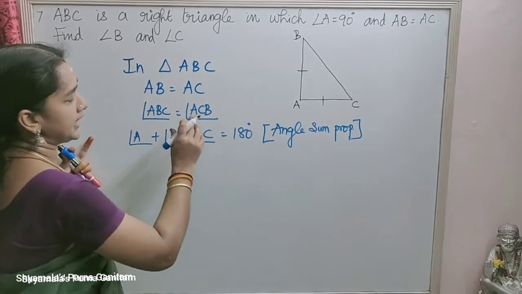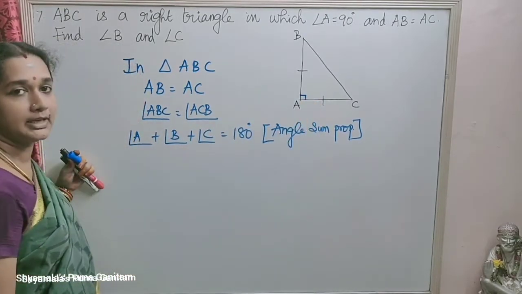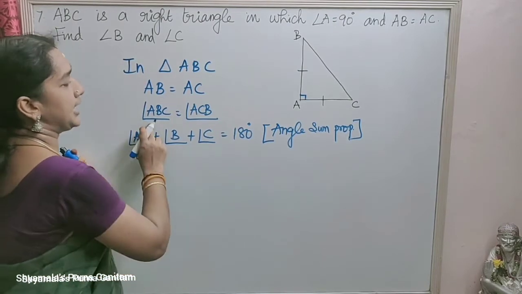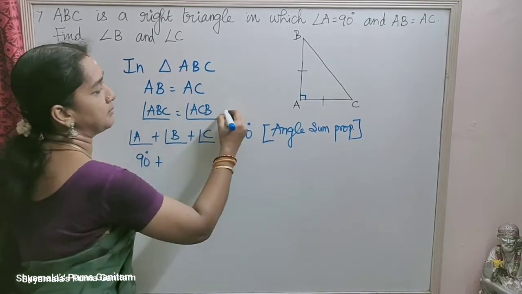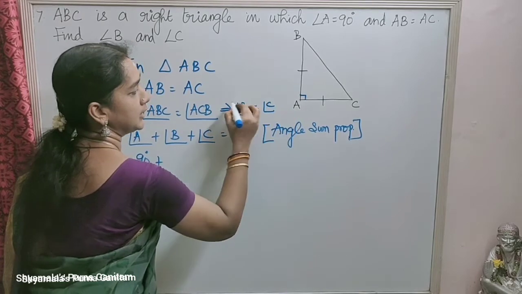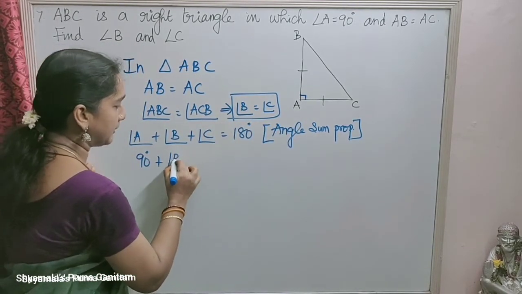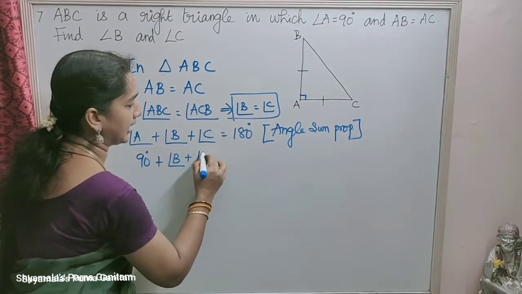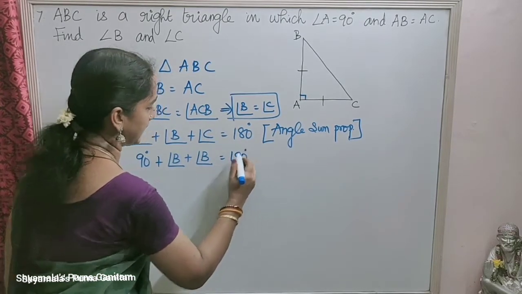So here, in the question itself, angle A is given as 90 degrees. So this is 90 degrees plus ABC and ACB, which are equal. ABC and ACB are nothing but angle B is equal to angle C. So B I am keeping as it is, and instead of angle C, I am substituting angle B. Okay, so this is equal to 180 degrees.